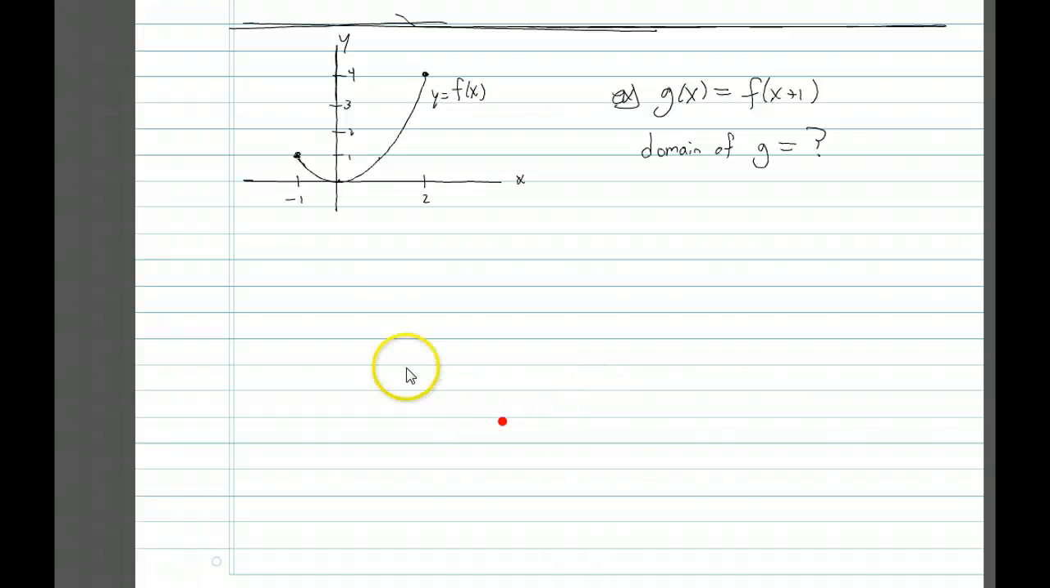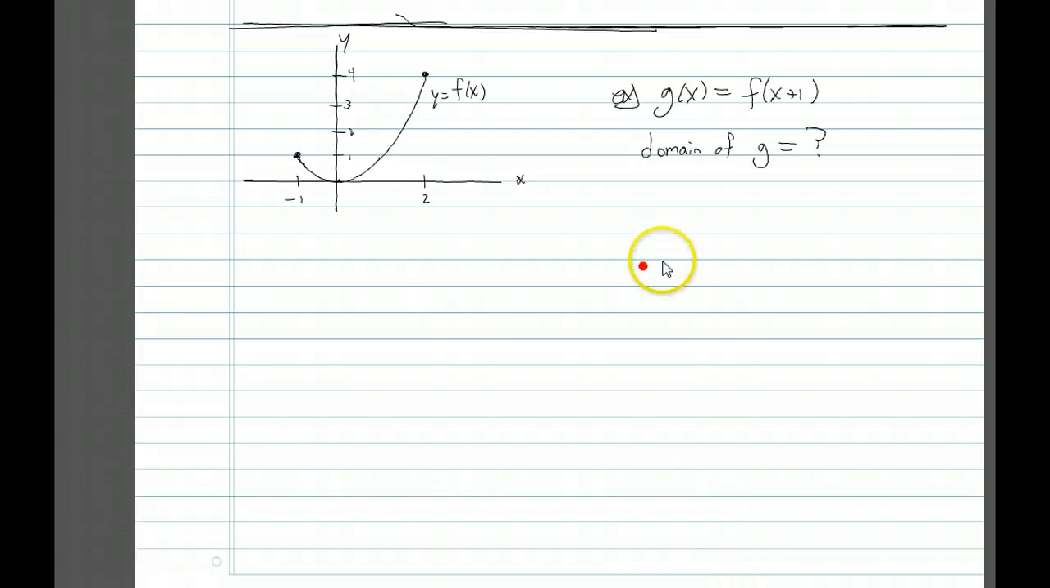Going over to our scratch paper, I've got the graph drawn out. Remember, you don't see the whole parabola, you only see this portion of it. We're looking at this function. So what happens when you add 1 inside a function? Take x and add 1 and then plug it into f. How does that affect it? If we call that function g, what's the domain of that function?